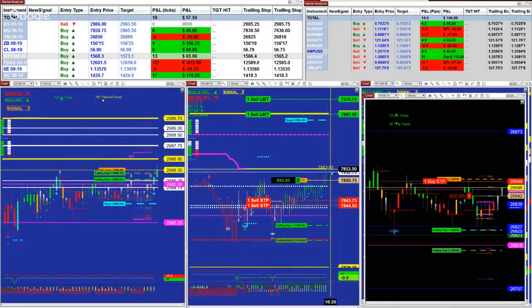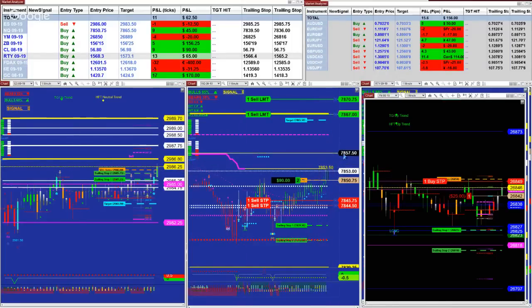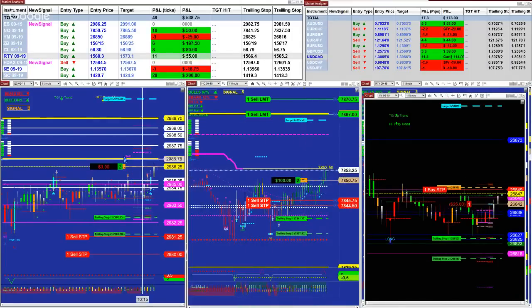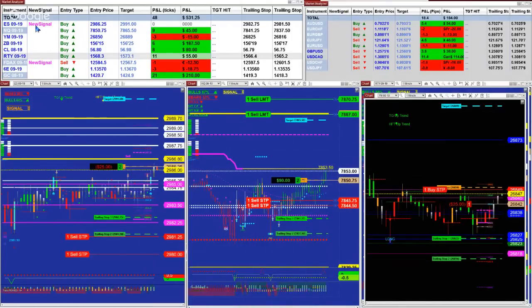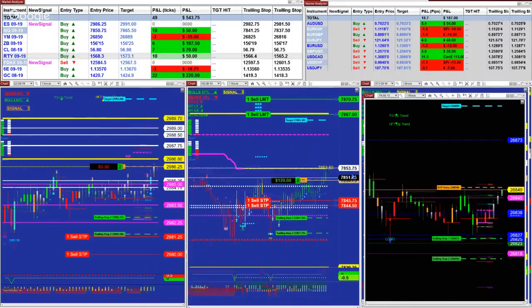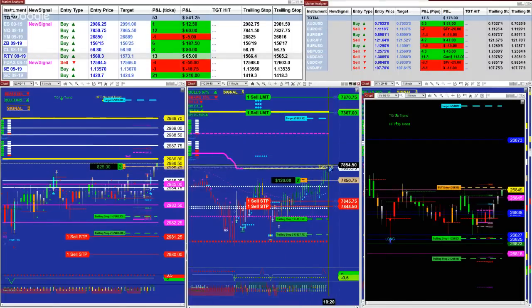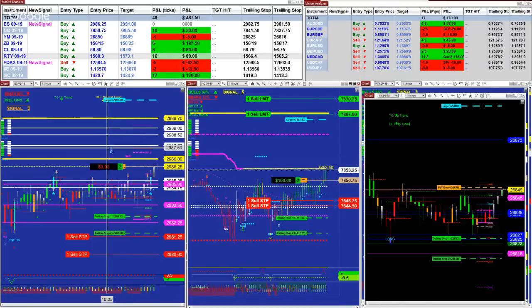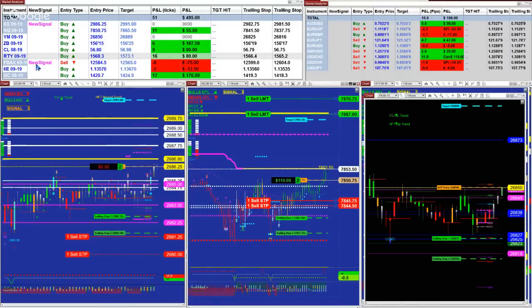As you see right now, we have the buy now on the ES, and we had the buy on the Nasdaq. And if you wanted to take that Nasdaq, you gotta put it at 54 level, limited order. And now we got the new signal also on the DAX.